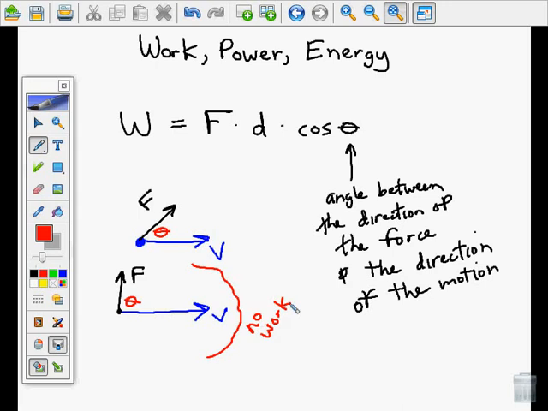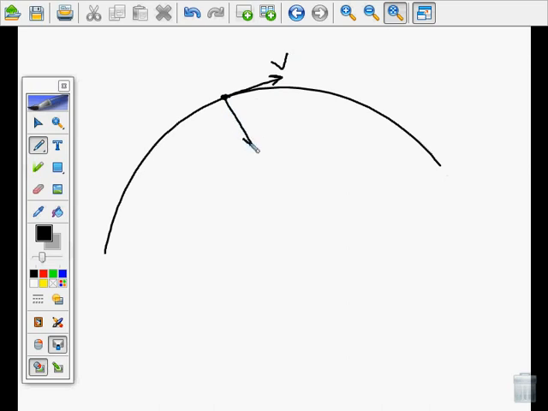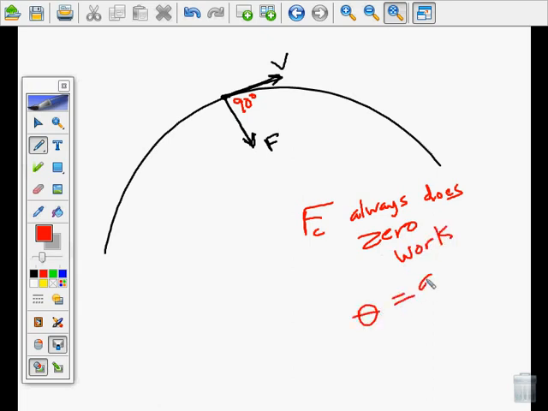This comes up all the time with circular motion. With circular motion, the direction of the object is always tangent. The direction of the force is always centripetal. What's the angle between the direction that the object is moving and the direction of the force? It's always 90 degrees. So it's very common to ask the question, hey, how much work does that centripetal force do? And the answer is, centripetal force always does 0 work because theta is equal to 90 degrees.